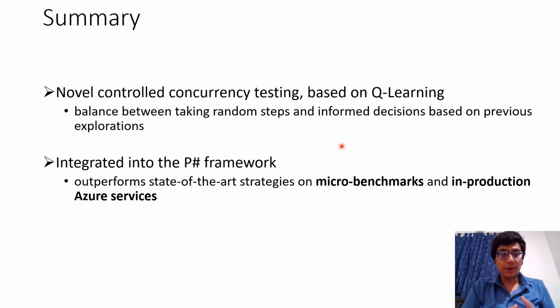In summary, we presented a controlled concurrency testing algorithm based on Q-learning, which balances between taking random steps and informed decisions based on previous explorations. We integrated this into the P-sharp framework, and it outperforms state-of-the-art strategies on micro-benchmarks and production services from Azure.